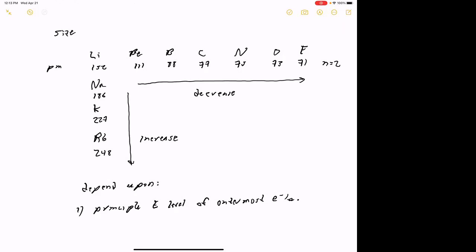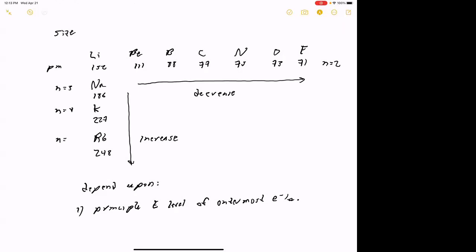What about going from lithium down to rubidium? Now notice what's happening there. I'm filling a new principal energy level. If I'm at n = 2 for lithium, by the time I get down to sodium, I'm dealing with n = 3. Potassium, I'm dealing with n = 4.